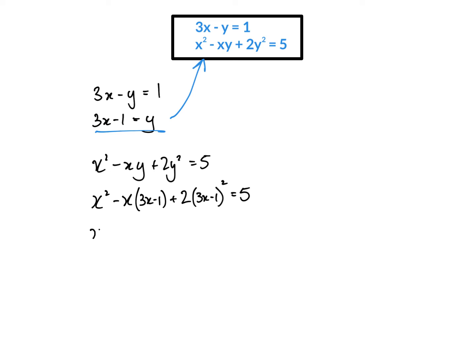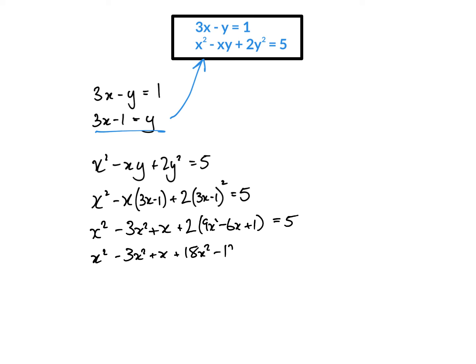Let's just multiply that out and see what happens. x squared minus 3x squared plus x. Just be careful with this next bit. I need to square out that bracket. Again, be careful if you need to use your FOIL method or however you multiply out brackets. But when I square that out, I get 9x squared minus 6x plus 1 equals 5. And now I still need to tidy that up a wee bit. That's x squared minus 3x squared plus x plus 18x squared minus 12x plus 2 equals 5.